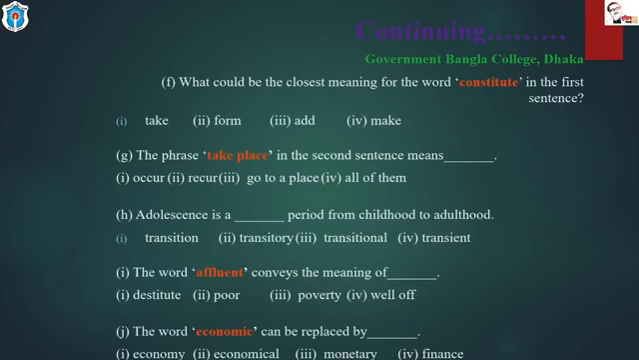Now, our next question. The phrase take place in the second sentence means, is it occur, recur, go to a place, all of them? We have already talked about it. Oh my God, all of you are writing the answers of these 5 MCQs. Okay, carry on. I will give you another 1 or 2 minutes, and you have to show me all the answers in the comment box. You have to give me the answer of these questions at one time.